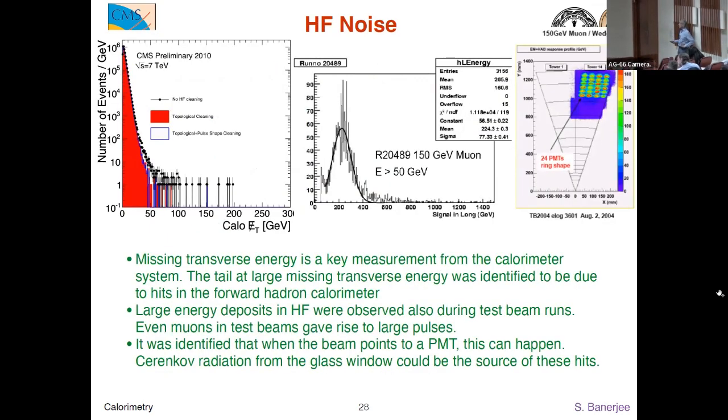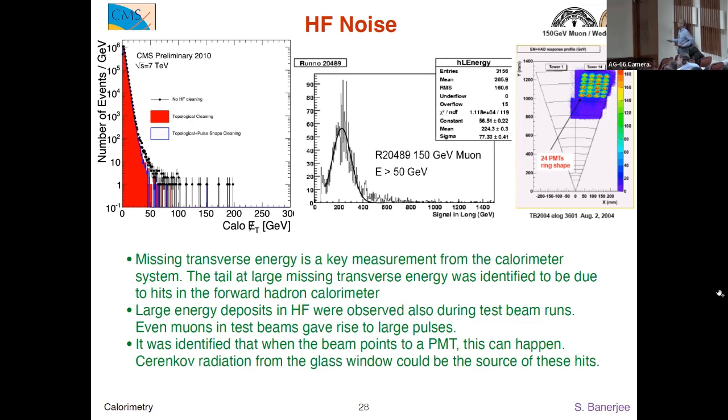We also have issues in the HF, and we see these high energy tails in the HF. Again, we had a hint of this particular noise during the test beam. When we were hitting the HF in the test beam with a muon system, we suddenly saw a huge energy in the HF. And then we saw that there are photomultipliers behind the HF, in the real HF as well as in the test beam.